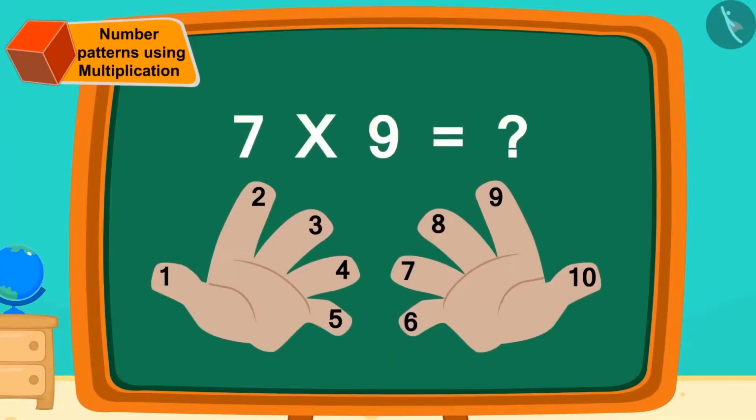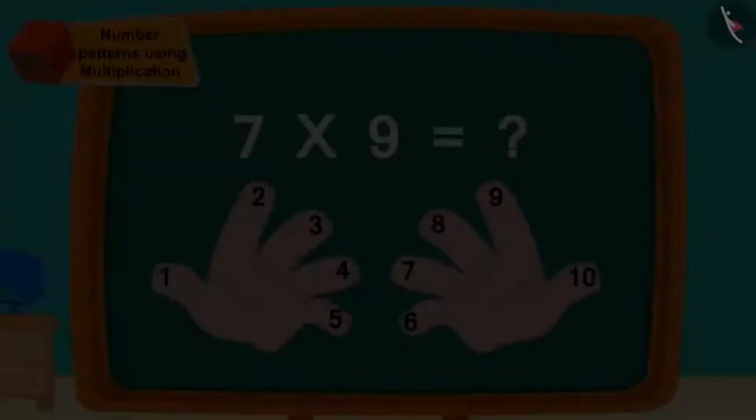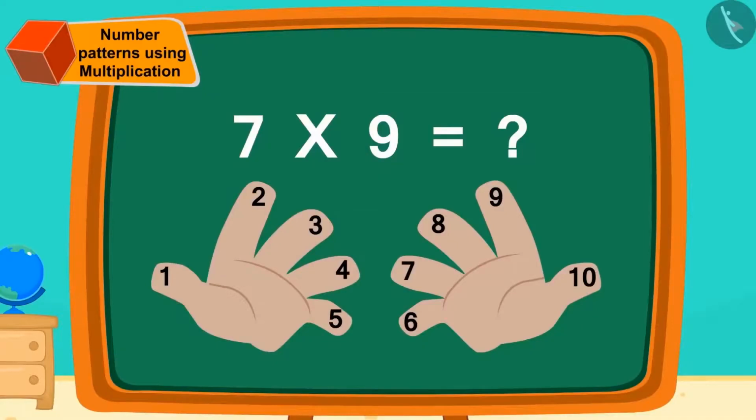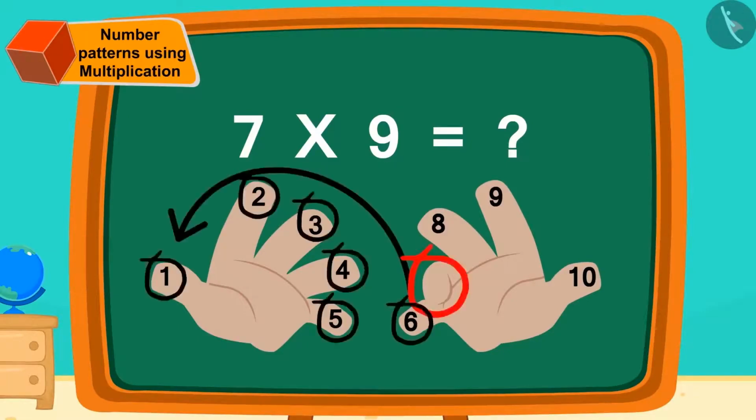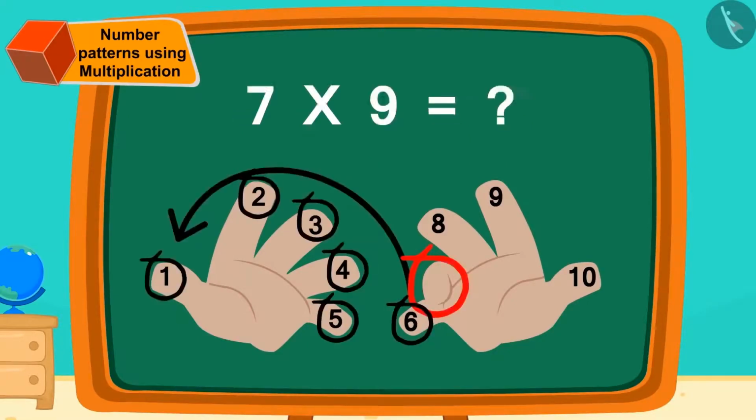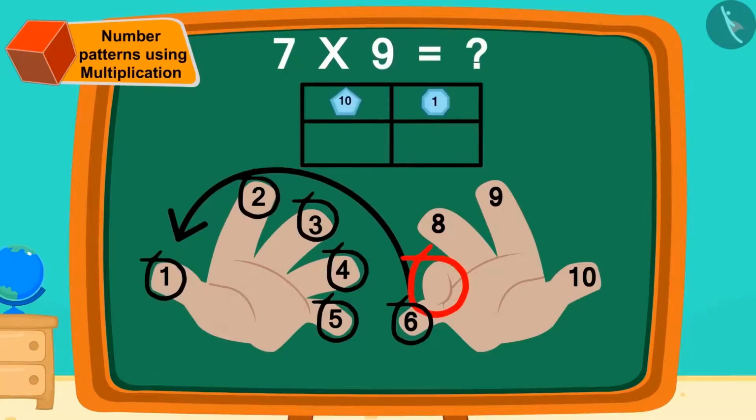Suppose we have to do 7 times 9. We have to find the answer of 7 times 9 here. So we will bend our 7th finger in this way. Now, how many fingers are there on the left side of the bent finger? 6. In this way, we will write it in a tens digit place.